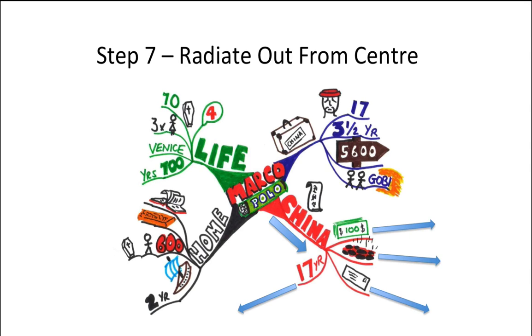And finally, step 7, the mind map is drawn with the branches radiating out from the central image. The more high-level key ideas are going to be closer to the central image, and the further out you go, the more detail you will encounter.